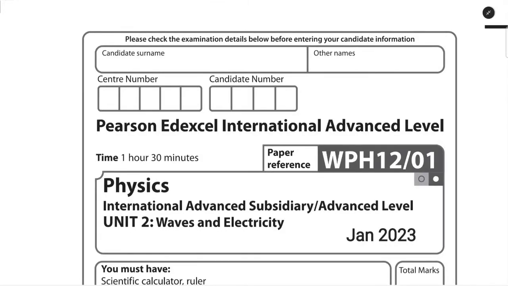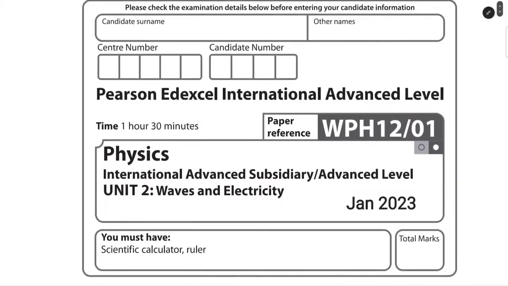Welcome to Mathematics. Today we'll be solving the Pearson Edexcel IAL January 2023 paper of Physics Unit 2.